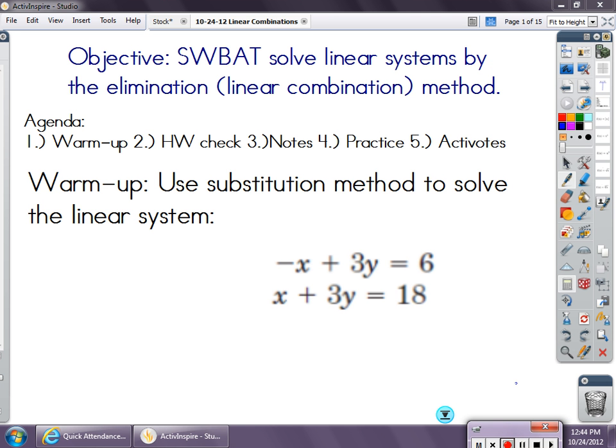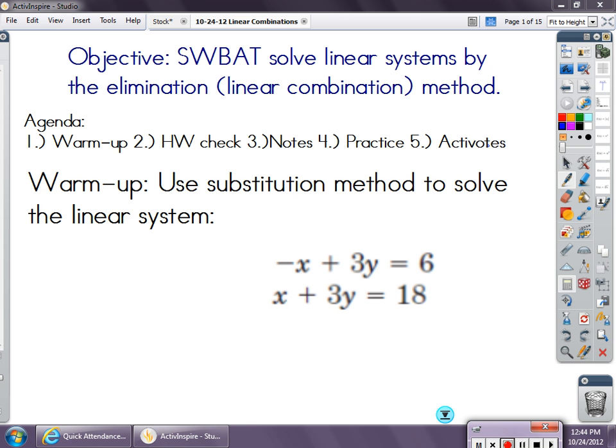So our objective for today, the 24th of October, is to solve linear systems by elimination. Another way of saying that is by linear combination. So we have our warm-up, we check our homework, we take some notes, practice, and active votes, which we didn't quite get to today, but we did practice and do some problems.